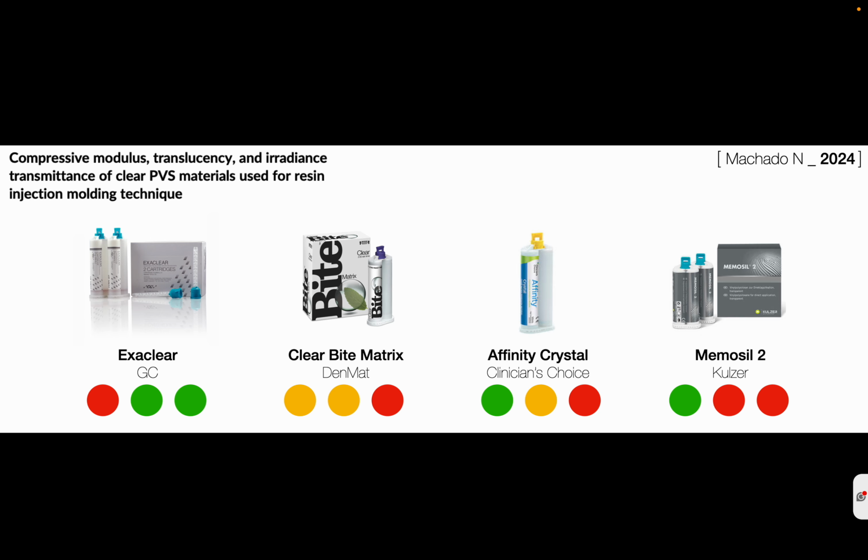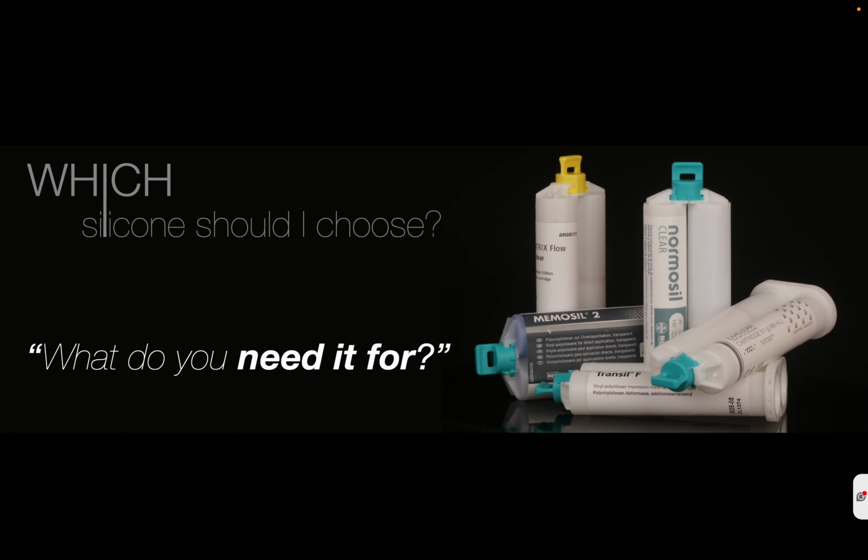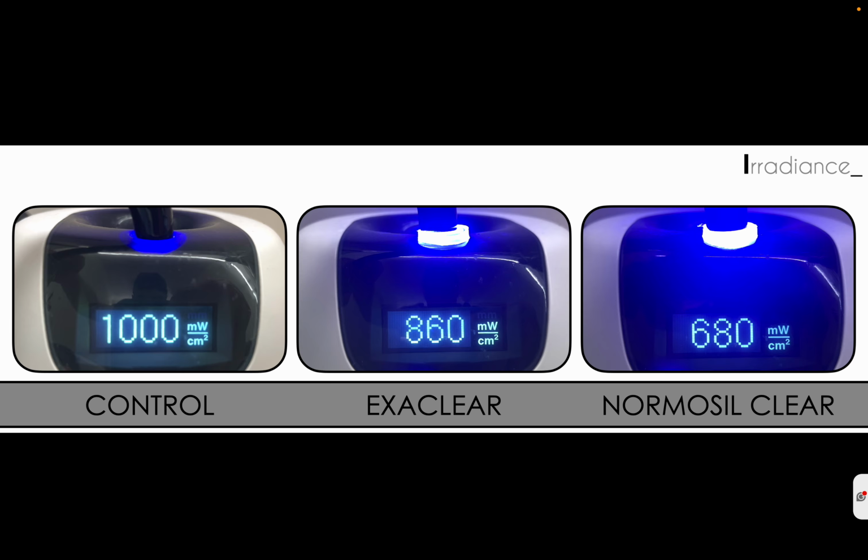What does it mean? If you want this silicon for the posterior area, I want a very strong silicon because I don't want to press and deform my silicon and the material inside. So the question is not which is the best silicon, it is what you need it for. Because as you can see, you can obtain good parameters with the silicon. It's true that Exoclear is the closest silicon to no material, let's say, but after all, you're going to light cure a little bit with the silicon in the mouth, then remove the silicon and light cure again.